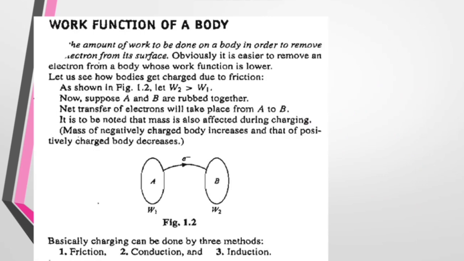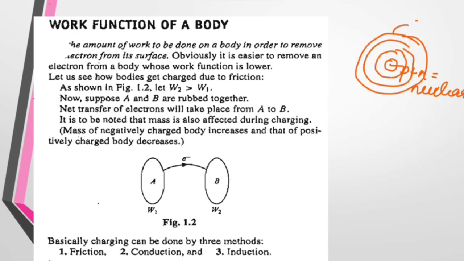What do we mean by work function? When I say the work function of a body, it means the amount of work done to remove one electron from its surface. See what happens: there is one core where protons are seated. Protons plus neutrons, and we call it a nucleus. It is a structure that you have already read about in class 9 or 10. And there are some orbits where the electrons are revolving, and we have a certain number of electrons according to the atomic number.